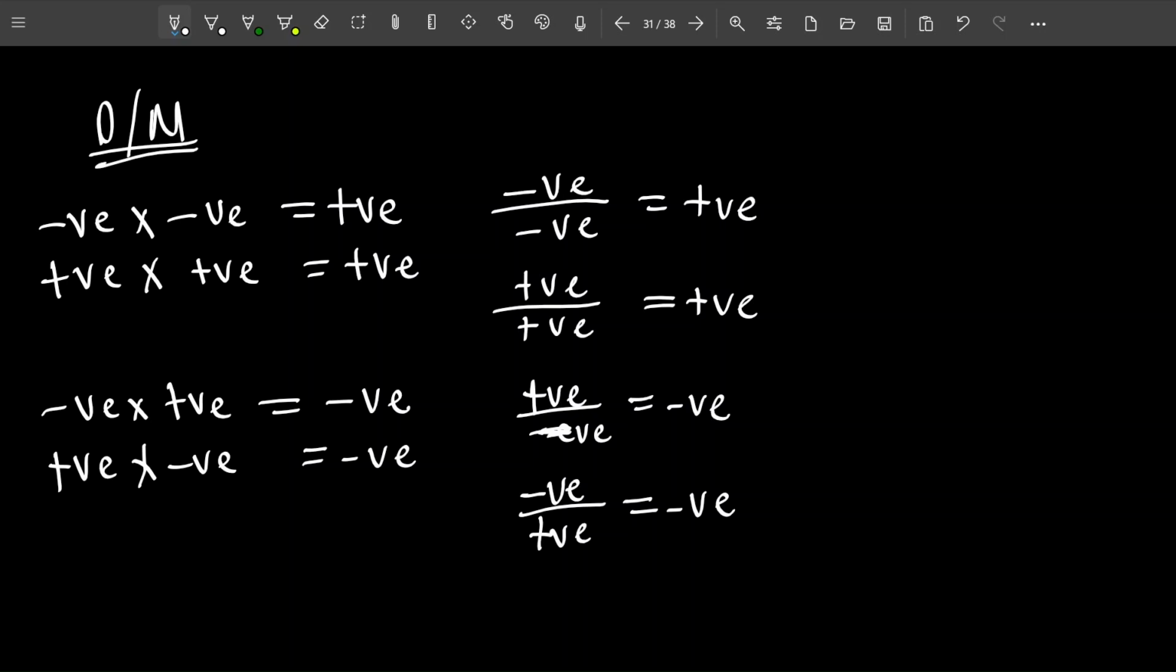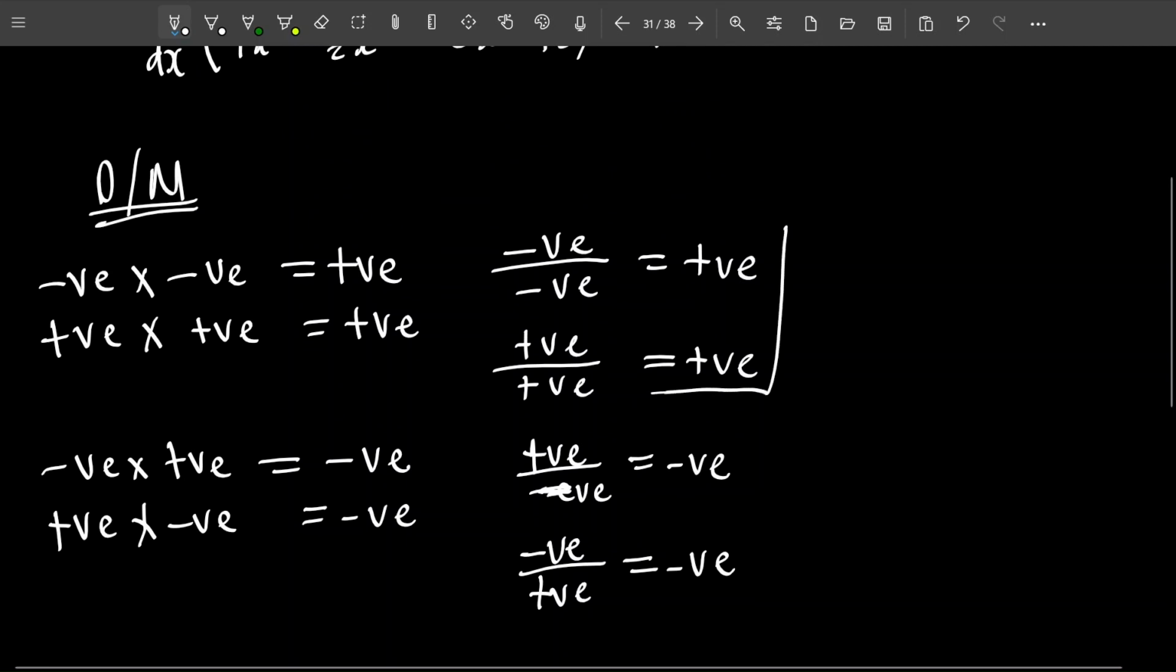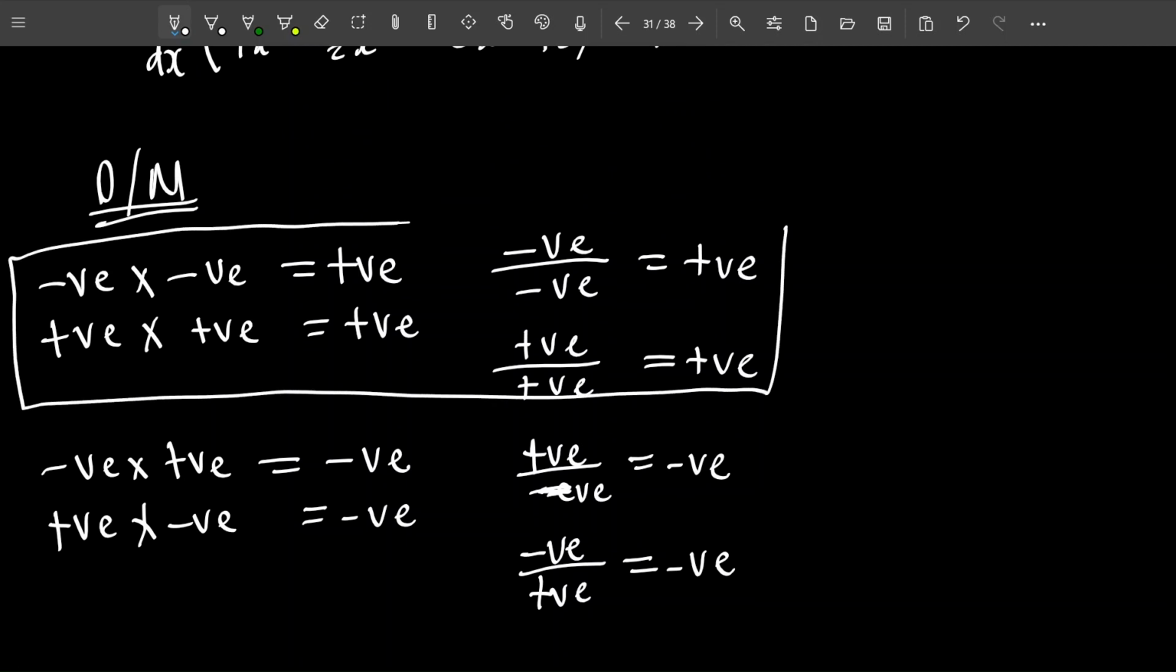Because whenever you divide, look at this. The answers that were giving me positive answers, what do you see in common? It is that we are multiplying two things that have the same sign. If I say negative times negative, I will get positive. Do you know why? Because the two things have the same sign. Positive times positive, they have the same sign, so they're going to give me a positive answer. This is for division and multiplication. Negative divided by negative, they have the same sign, so they're going to give me a positive answer. Positive divided by positive, they have the same sign, so they will also give me a positive answer.